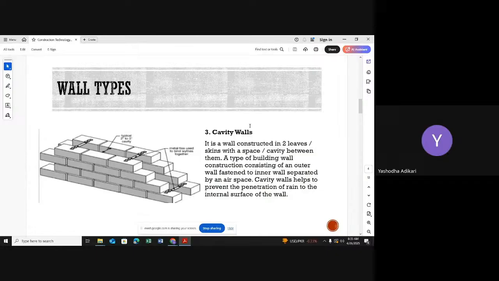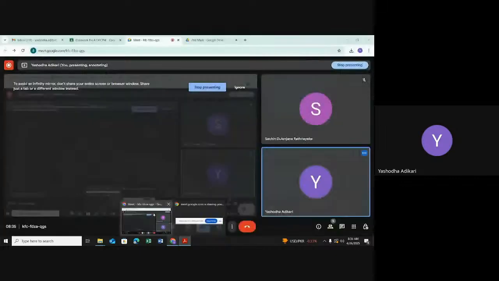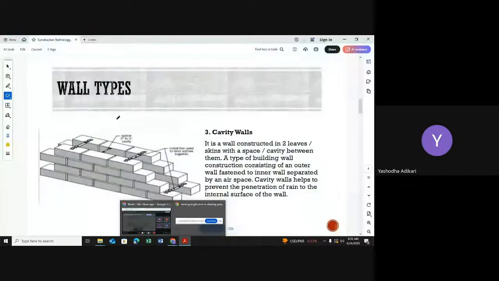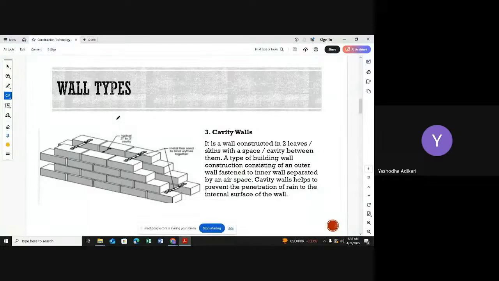We do not commonly construct cavity walls in Sri Lanka, but in some houses in rural areas people also construct this cavity wall. Especially in the UK and other countries, people construct this wall type because it helps maintain the temperature inside your building, right? The cost is very high.